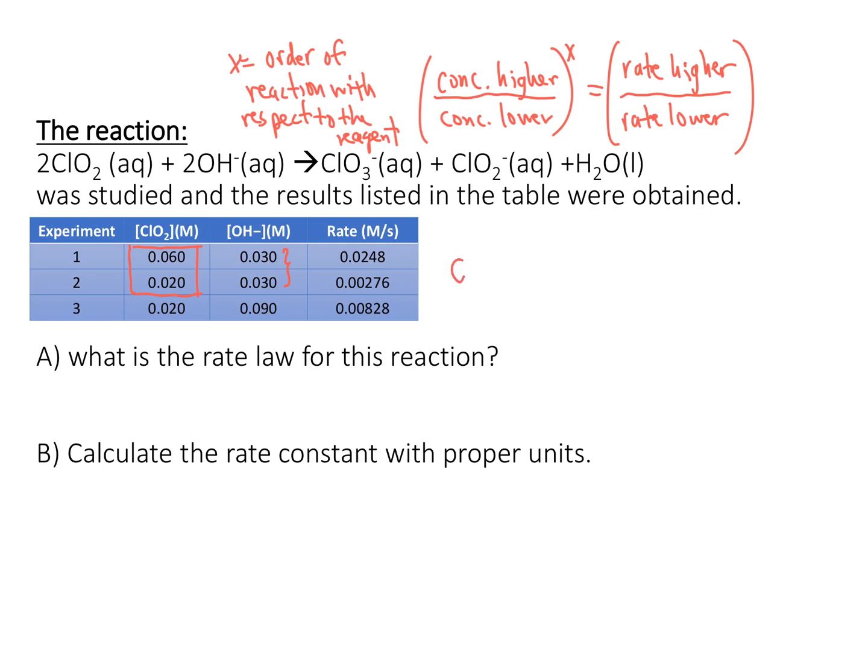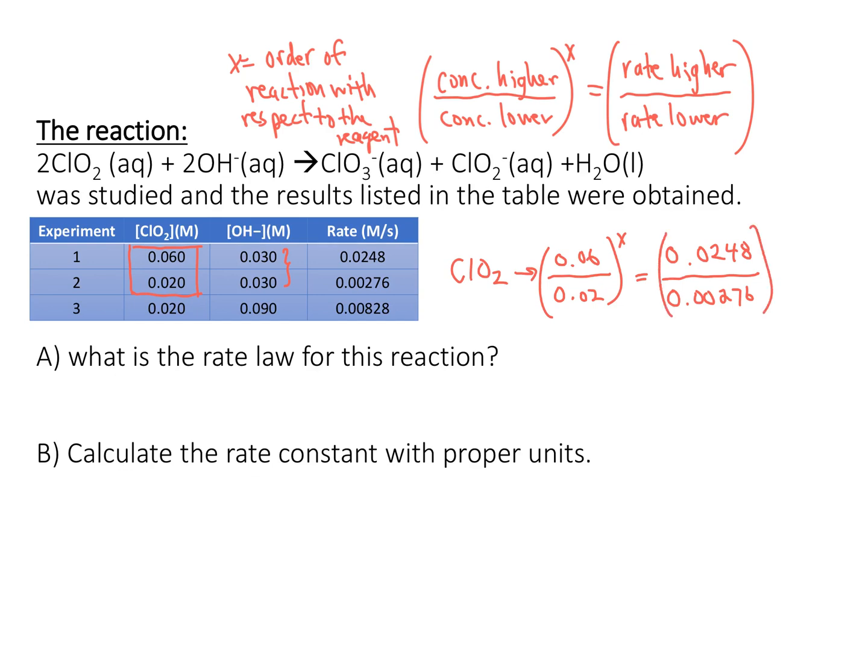So to find the order of the reaction with respect to chlorine dioxide, I'm going to take the higher concentration, so 0.06, divided by the lower concentration, 0.02. That's raised to the value of x. X is what I'm trying to find. What is the order of the reaction with respect to chlorine dioxide? Then I want to divide by the rate of the higher concentration reaction, so the higher rate, 0.0248, divided by 0.00276.